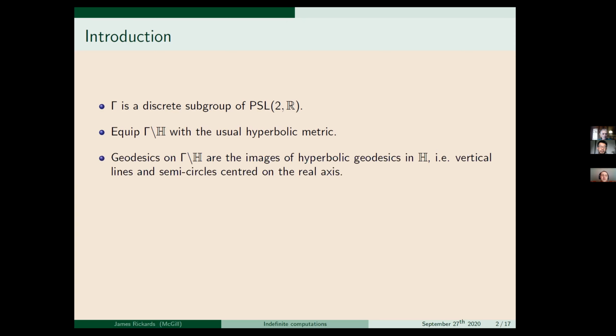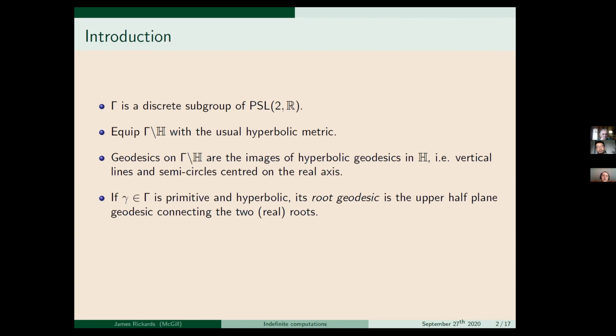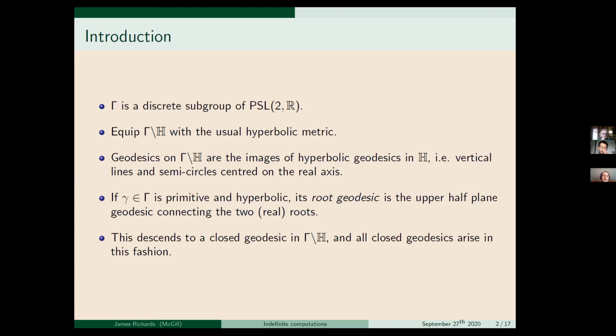A natural object to study on the surface are geodesics. So how do you get them? Well, you take a geodesic in the upper half plane, so a vertical line or a semicircle, and you project down. But more interesting than that are closed geodesics. The way you get a closed geodesic is you take a primitive hyperbolic element of your group gamma. It has two real roots, and you form the geodesic connecting the roots. When you descend to the quotient, this becomes a nice closed geodesic. And in fact, this is how you can get all closed geodesics.